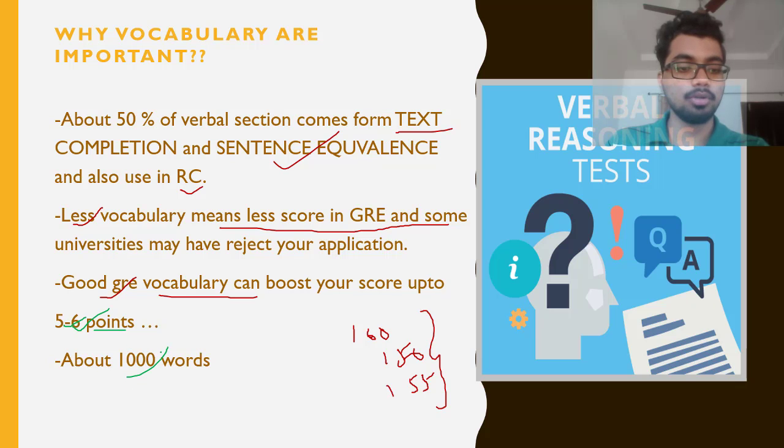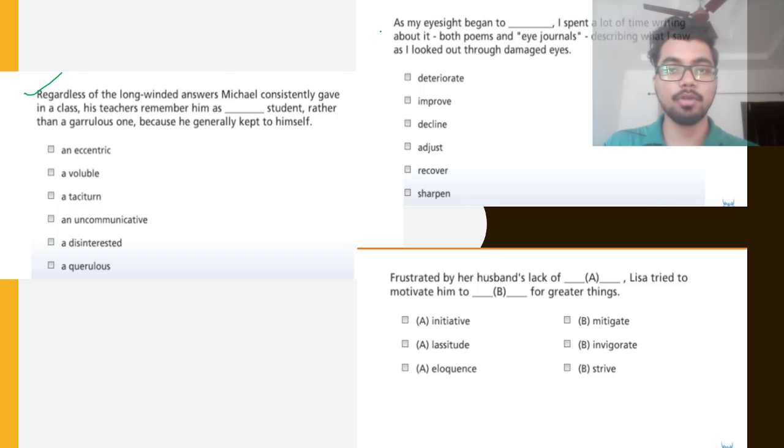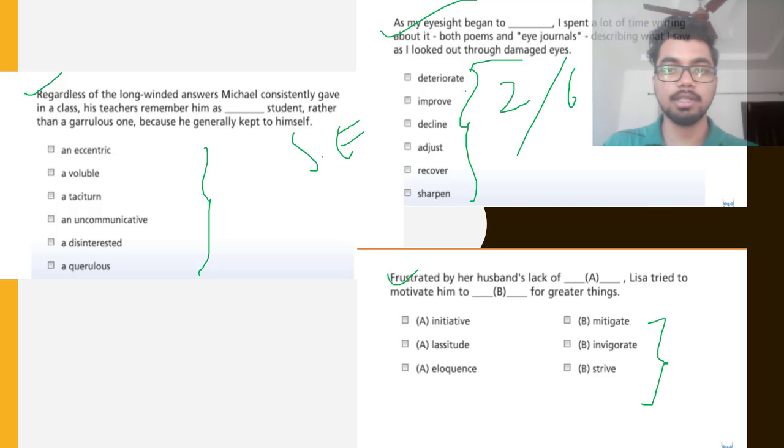You need to know about 1000 words before appearing for the GRE exam. So these are the types of questions which are asked in sentence equivalence or text completion. These are the sentence equivalence type questions. They have 6 options. You select 2 options. These 2 options may be synonyms. So you need to learn the words as synonyms or antonyms, or with pictures or mnemonics. So these are the best ways to learn the words.